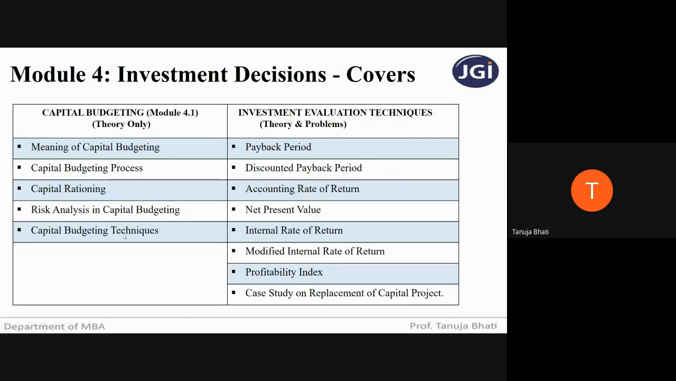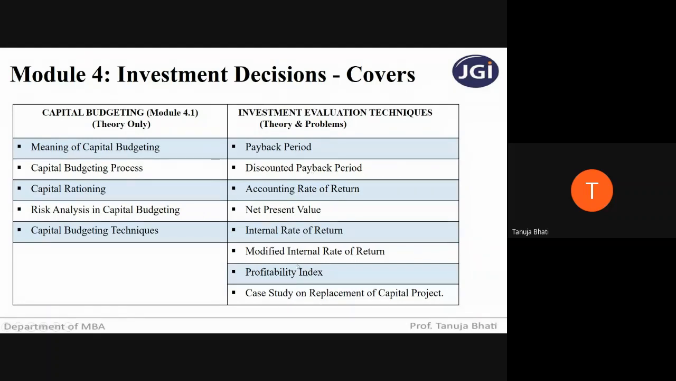And what you all can see on the right hand side, that is investment evaluation techniques. All these below is theory as well as problems for your final examination. So under capital budgeting, what we will be seeing is meaning of capital budgeting process, capital rationing, risk analysis in capital budgeting, and capital budgeting techniques. Now students, this capital budgeting techniques is nothing but investment evaluation techniques. The other name for capital budgeting techniques is investment evaluation techniques.